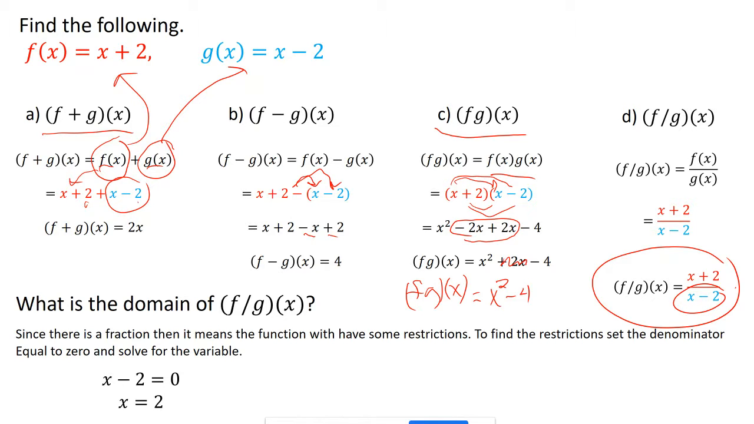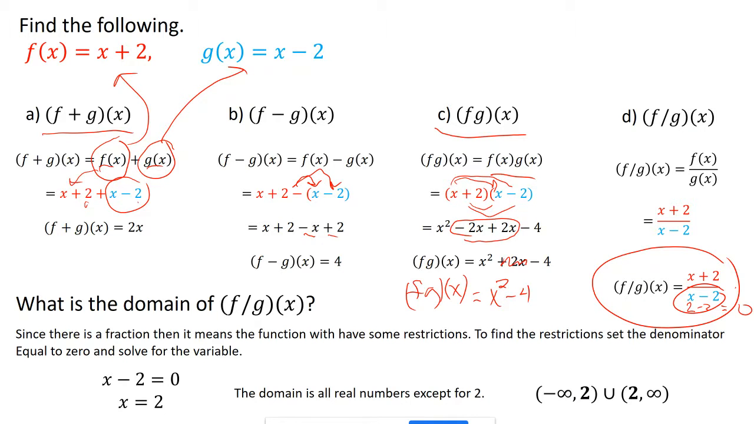What this number is, this x equals 2 cannot be in the domain because if we put 2 minus 2, we would get 0 in the denominator, which we can't divide by 0. So we need to exclude it from our domain. So how are we going to exclude it? So the domain is everything except for that 2.